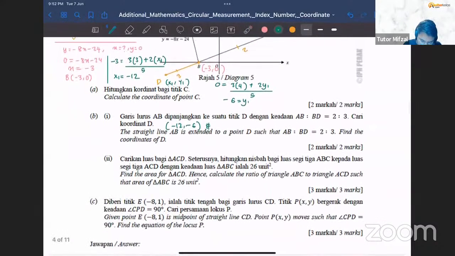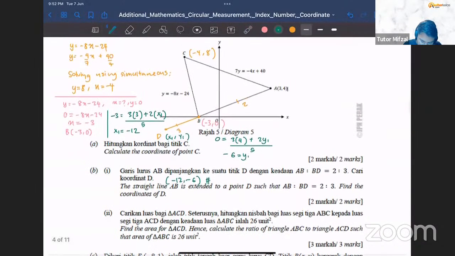Then you are supposed to find the area of ACD. ACD is this new triangle over here. It says here, you have to calculate the ratio of triangle ABC to triangle ACD. Alright, whatever it is, we have to calculate ACD first.